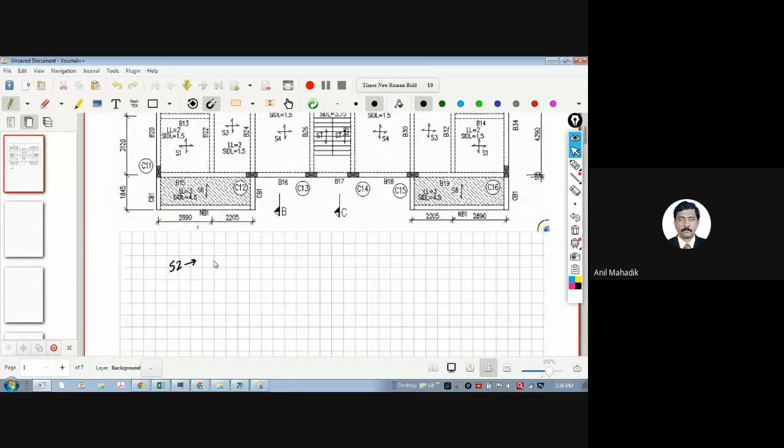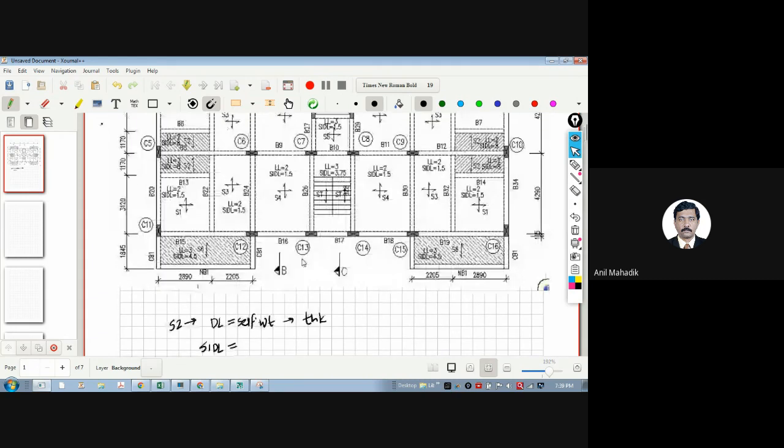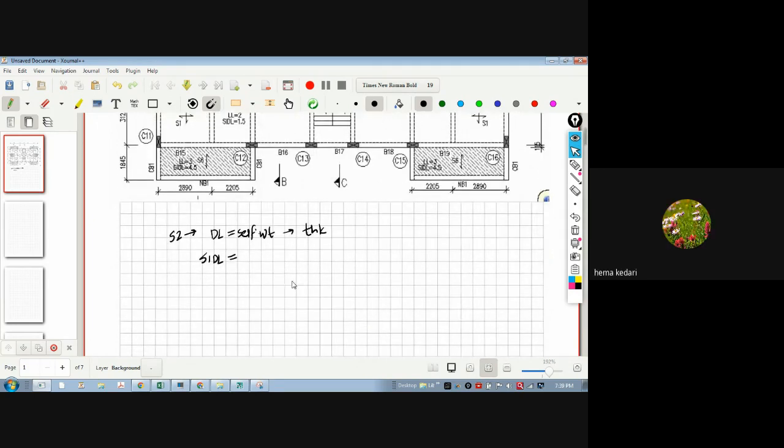Loads? Dead load. So dead load means it is the self weight. Self weight depends on the thickness of the slab. Then SIDL means superimposed dead load. What is that SIDL in this case, in S2? Floor finish and sunk. So plus sunk we can say.